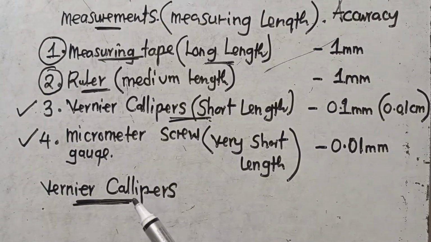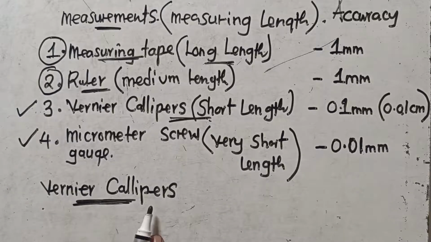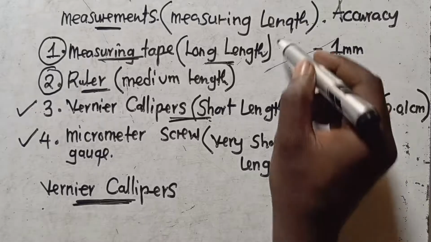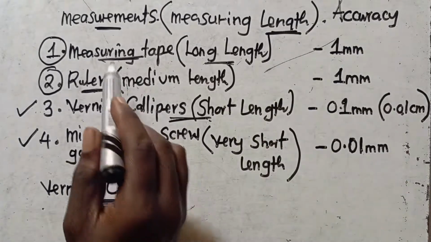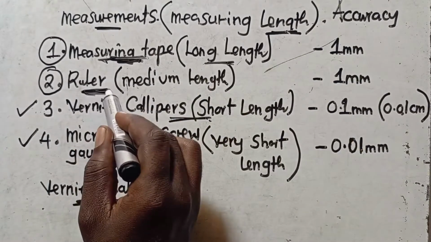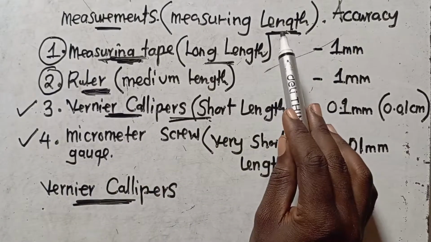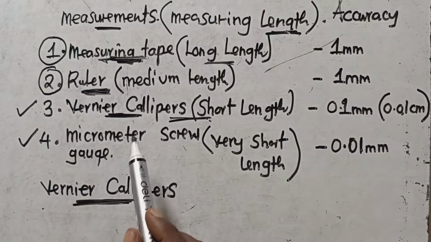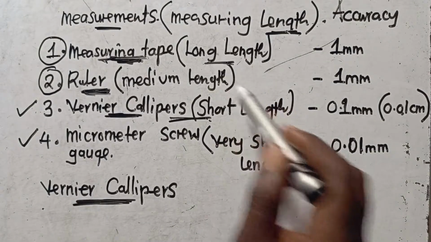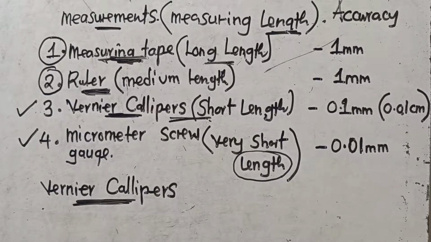If a question was to come in an exam, what physical quantity does a vernier caliper measure? The answer is length. What physical quantity does a measuring tape measure? Length. A ruler? Length. Even the micrometer screw gauge. All these measure length, and you understand that length is a physical quantity. So the physical quantity that all these four measure is called length. You get to have such questions.